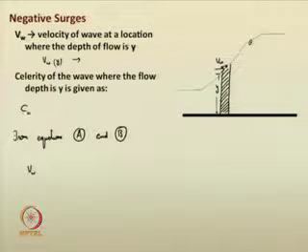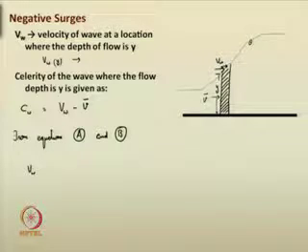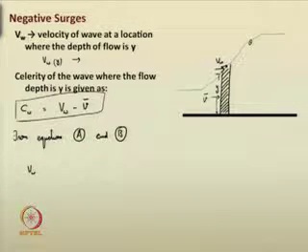The celerity of the wave, Cw, was interpreted with respect to the moving frame of reference. That is the velocity of the wave with respect to the velocity of water. What is the velocity of the wave? That is the meaning here. So, that was given yesterday as Vw minus the velocity of water at that location. Here the velocity of water is V bar. So, celerity is given like this.